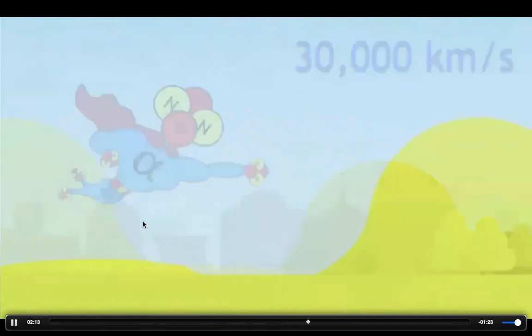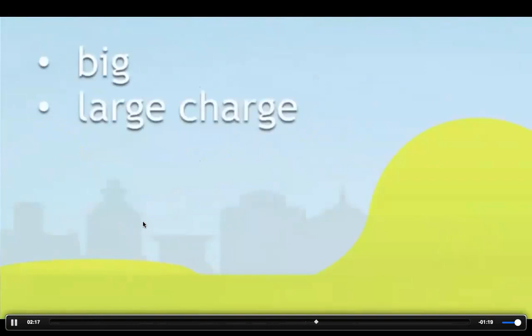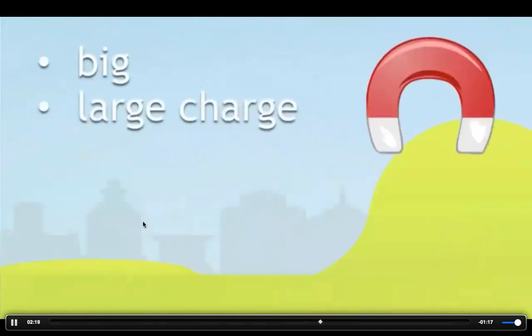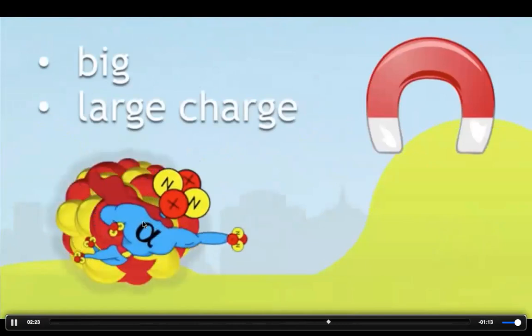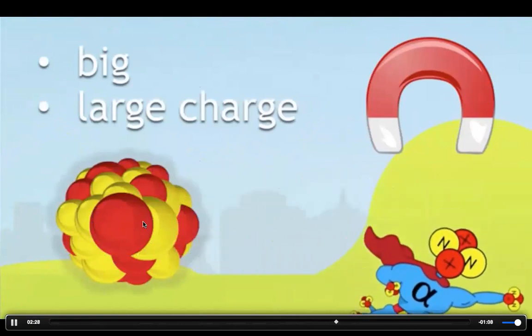You can use these properties to detect alpha radiation. Because it is big and has a large charge, you can make it move through an electric field. So here's your alpha particle coming out of the nucleus, and it's going through an electric field. As it goes through, it bends.